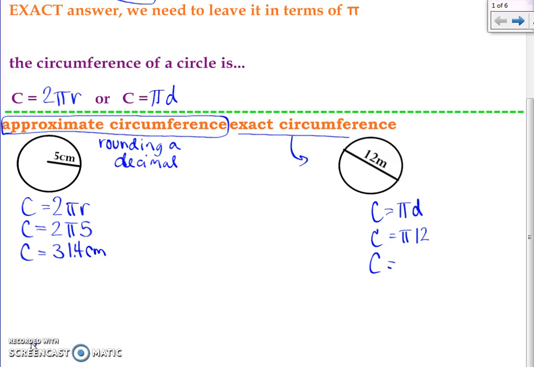Now, they wanted the exact circumference. So if we were doing approximate, you told me that it's 37.6. But if they want the exact, here's how you write it. 12 pi meters. So you don't actually multiply by pi. You leave pi as part of the answer. That's the exact circumference because we didn't have to round it off. Questions there?